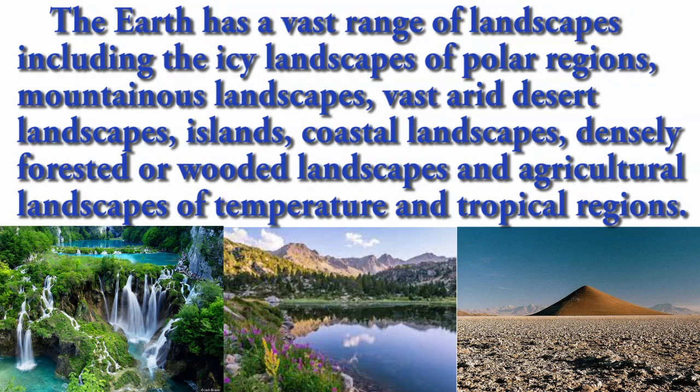The Earth has a vast range of landscapes, including the icy landscapes of polar regions, mountainous landscapes, vast arid desert landscapes, islands, coastal landscapes, densely forested or wooded landscapes, and agricultural landscapes of temperate and tropical regions.